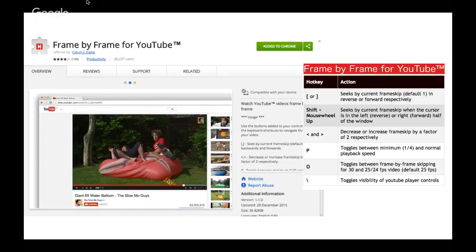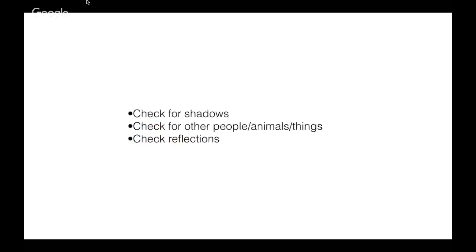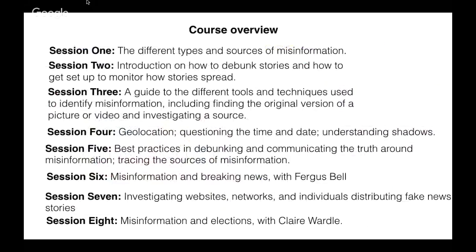So that's it for today. We're going to have a little bit more time for questions. But just to recap, the things we looked at were geolocation, looking at the visual clues that you see in a picture or in a video, looking at the shadows, looking at them frame by frame if you have a video. Next week in session 5, we will be back with some best practices in debunking and communicating the truth, and also tracing the sources of misinformation before we get into breaking news and misinformation with Fergus Bell.